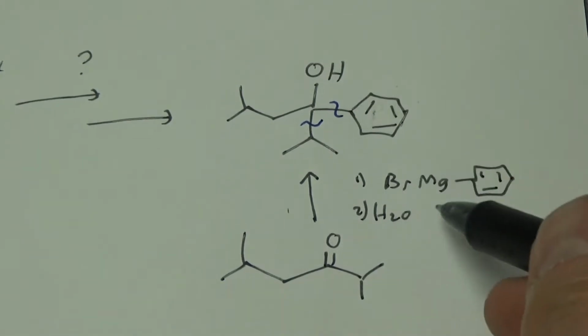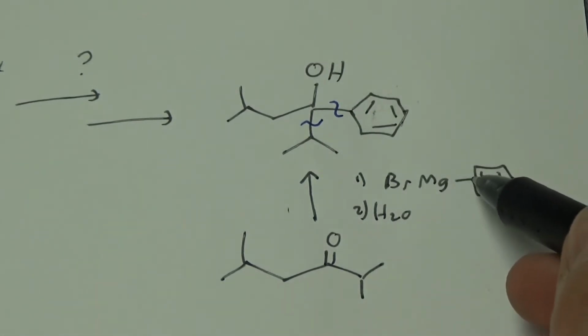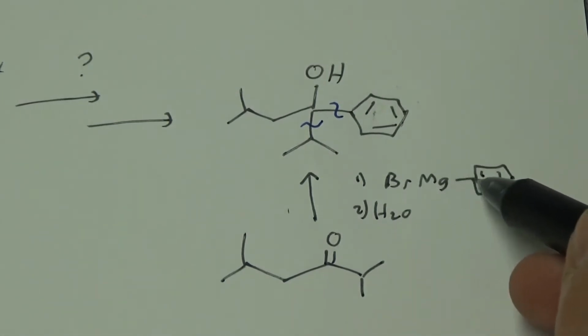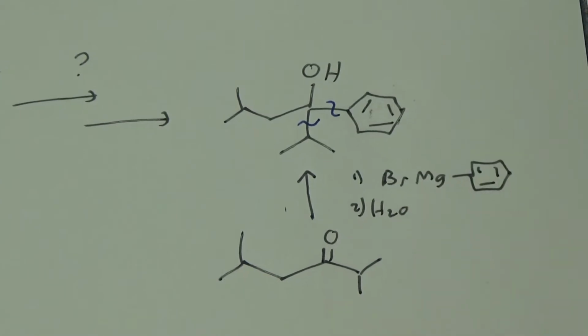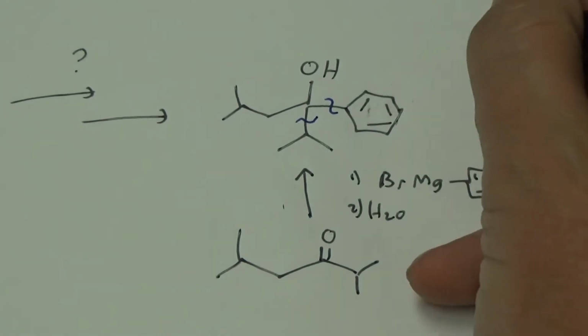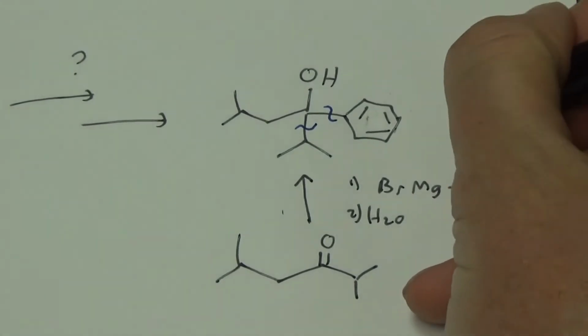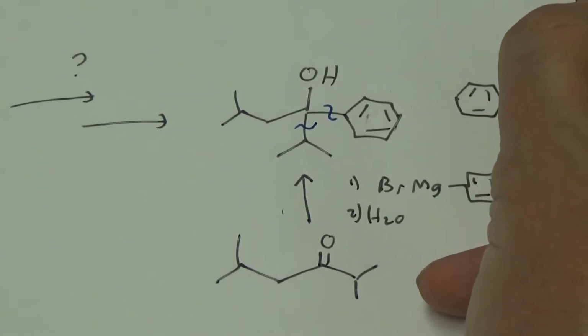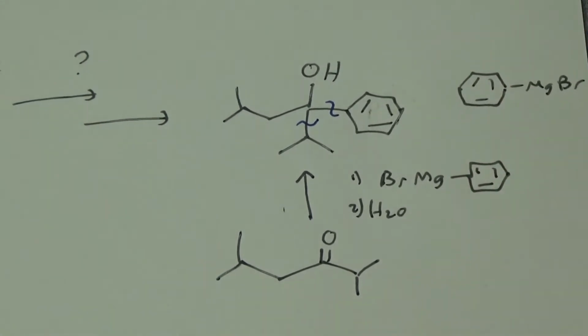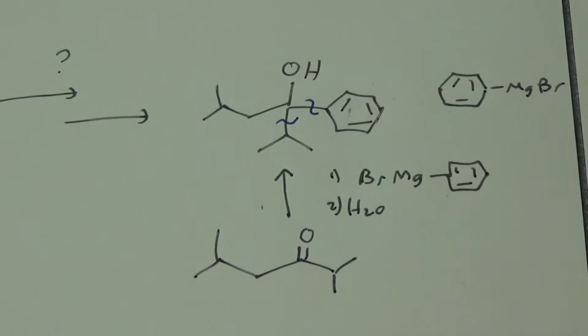Why do I do BrMg? Because I want to make it clear that the carbon is connected to the magnesium, right? The carbon's not connected to the Br. It's really carbon magnesium bromide. So I could either draw it this way, or I could draw it the other way, MgBr. These are the same. I just drew them in opposite directions.